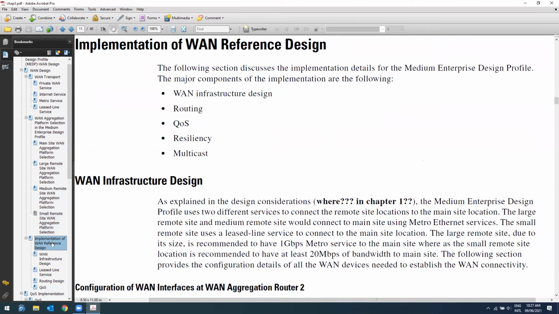So, implementation of WAN reference design. Okay, the following section discusses the implementation details for the medium enterprise design profile. The major components of the implementation are the following. So you have WAN infrastructure design, routing, quality of service, resilience, and multicast.